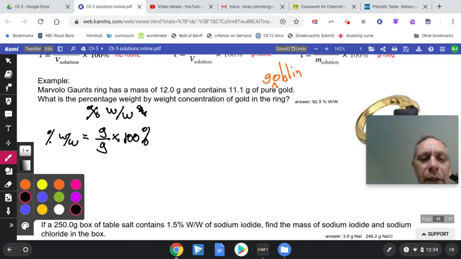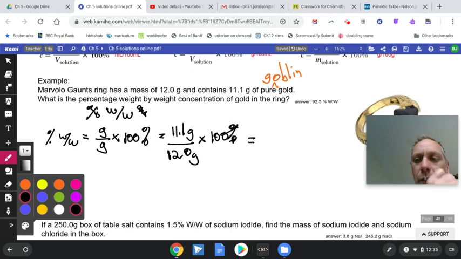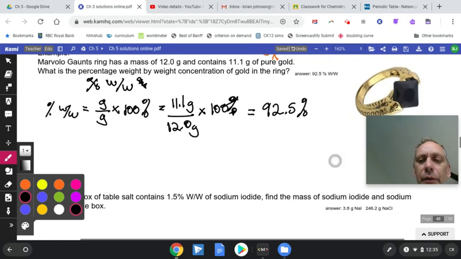Grams, it's always the smaller number on top, so we have less than 100%. So 11.1 grams of pure Goblin gold in a 12.0 gram ring. We need it as a percentage, so times 100% equals 92.5 percent. So 92.5% pure Goblin gold in that lovely ring.